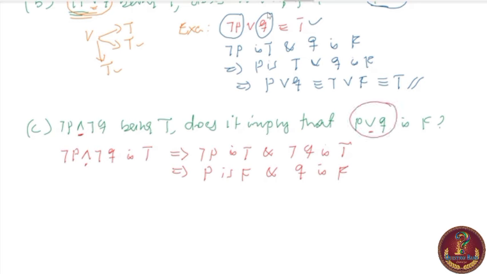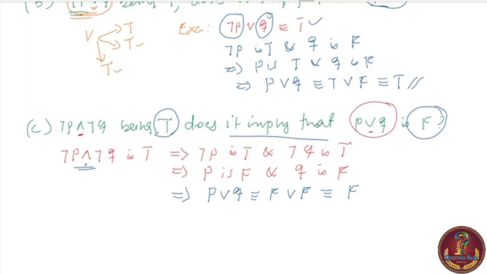So from here we conclude P or Q has the truth value false or false, because both Q and P are false from the given information. So false or false is false. So it has shown us that whenever negation of P and negation of Q is true, it implies that P or Q is false. So we have shown it.